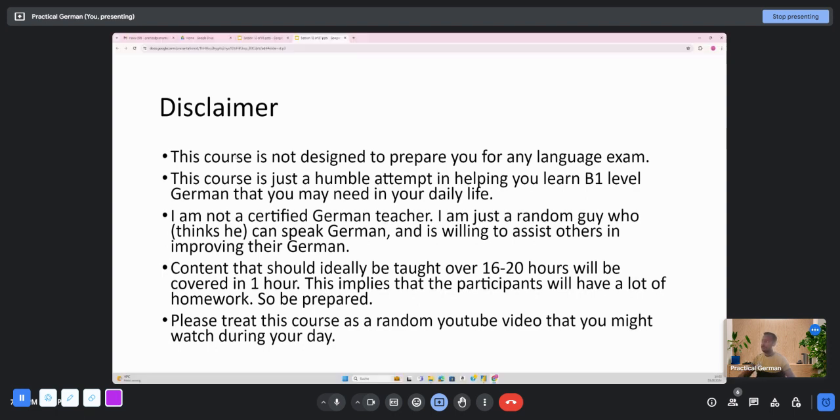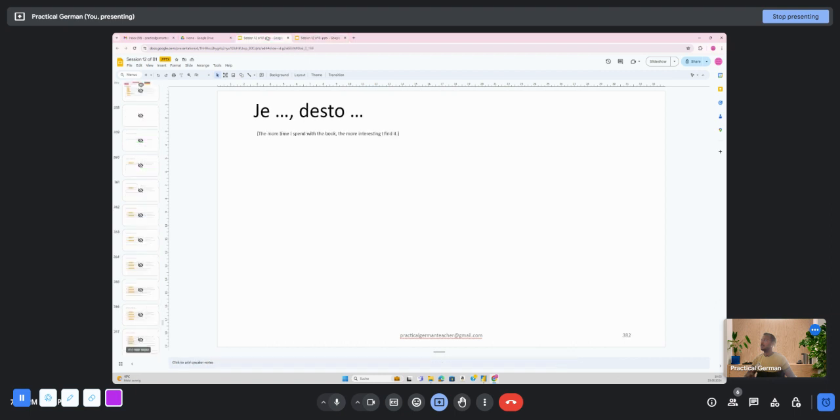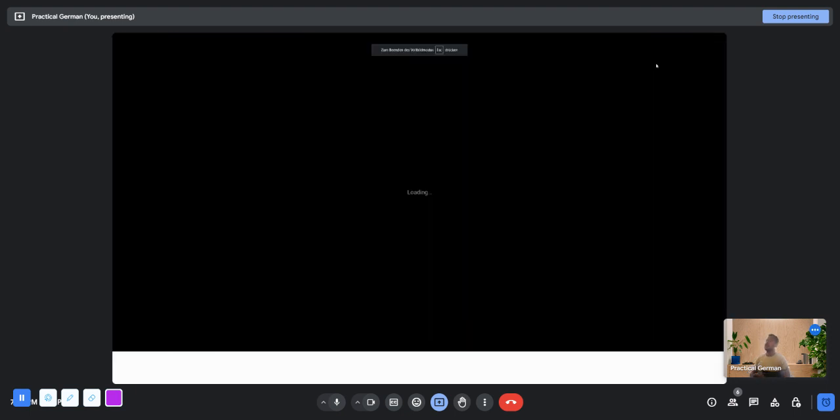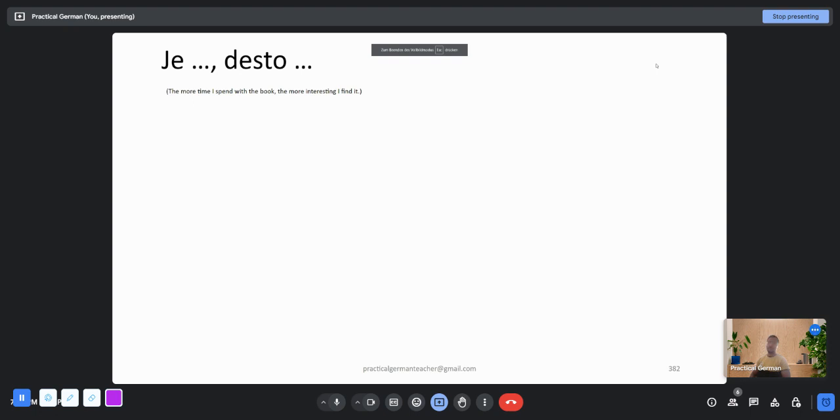All right. Let me just ask, I hope you can see the screen. So on the screen, you have the sentence: the more time I spend with the book, the more interesting I find it. Anyone maybe wants to try, how do I say this in German? I'm telling you that you will have to use je and desto. Of course, je you will have to use in the first sentence, desto you will have to use in the second sentence. Any idea? Anyone wants to try?